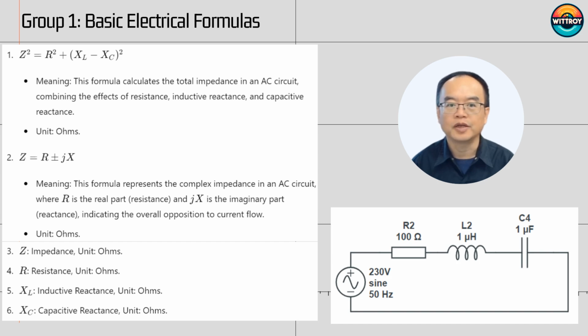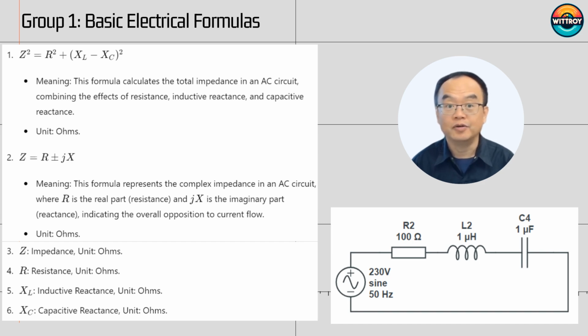The formula for impedance in complex form is Z equals R plus or minus jX. This represents the impedance in terms of its real and imaginary components. The plus jX is used when inductive reactance is greater than capacitive reactance, and the minus jX is used when capacitive reactance is greater than inductive reactance.